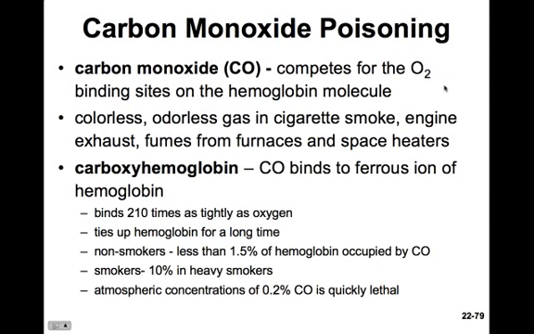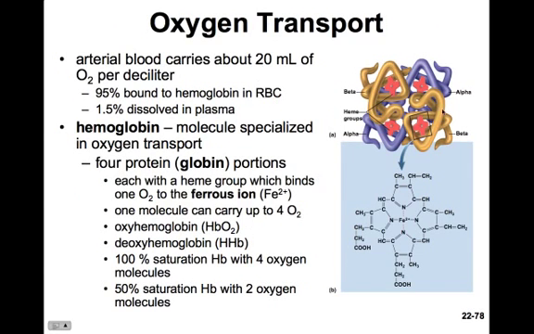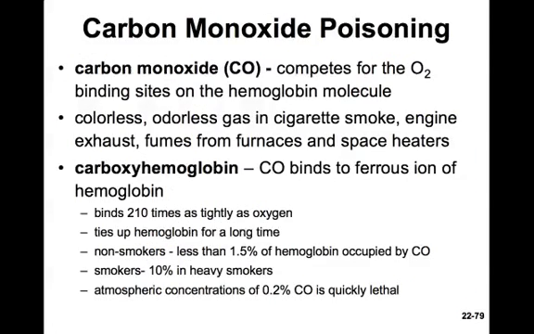Carbon monoxide poisoning results from a competition for these binding sites on the hemoglobin. Basically, carbon monoxide binds 210 times as tightly as oxygen does to the heme group in hemoglobin. Thus, it ties up hemoglobin for a long time. In non-smokers, less than 1.5% of hemoglobin is occupied by carbon monoxide. In smokers, about 10% of the hemoglobin is going to be bound by carbon monoxide.